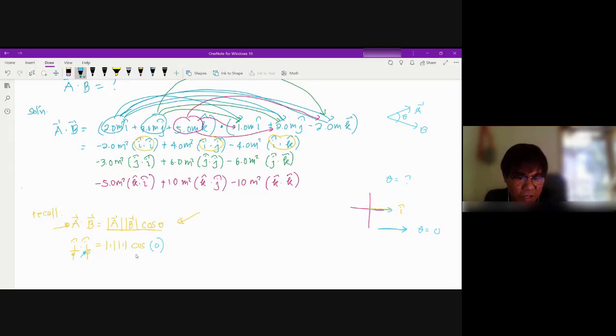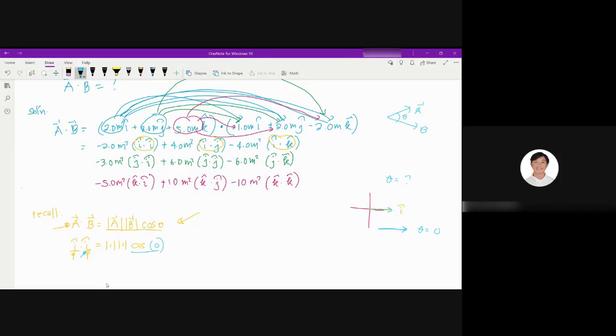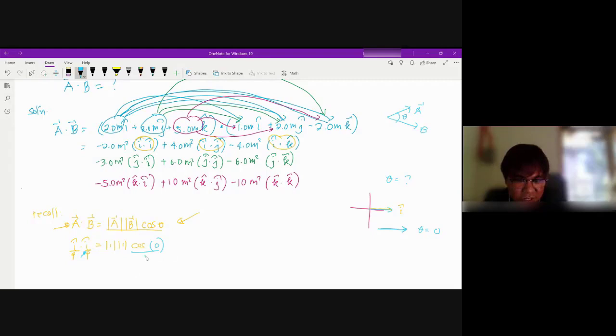The angle between i hat and i hat is 0, so therefore this is 0 here. Now, cosine 0 is what? Cosine 0 is just equal to 1. So I have 1 times 1 times 1, which is just equal to 1. So therefore, this is just equal to 1.